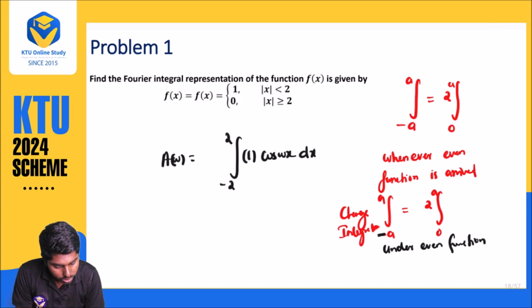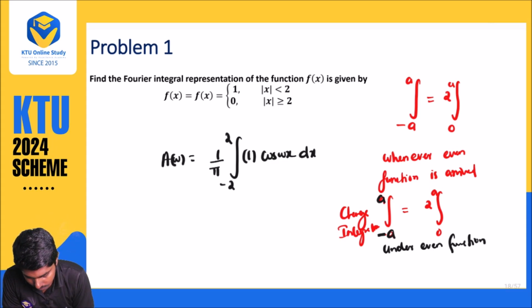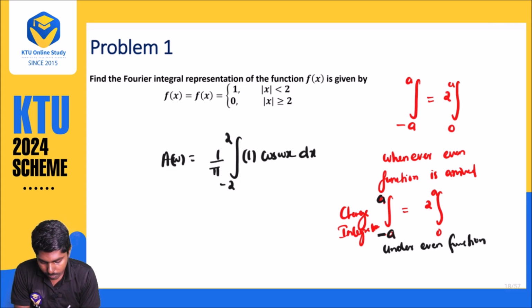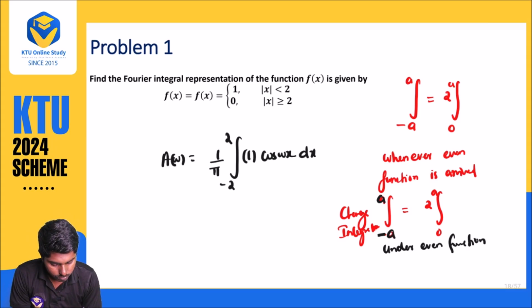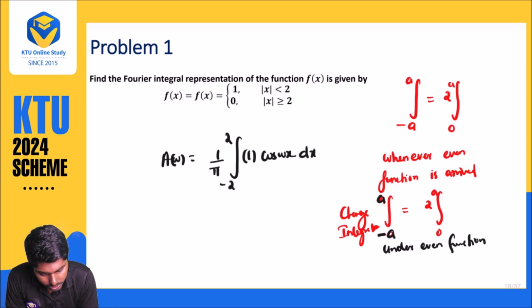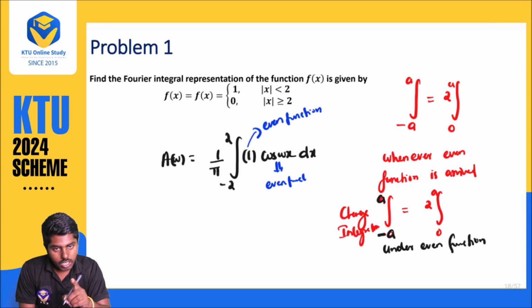And it should be minus a to a, here 1 by pi. So the formula is 1 by pi. Now what is this one? Just you see, one is an even function, this is a constant. And what about cos omega x? That is also an even function. We have learned in the foundation, that is a basic thing: even function into even function will become an even function.